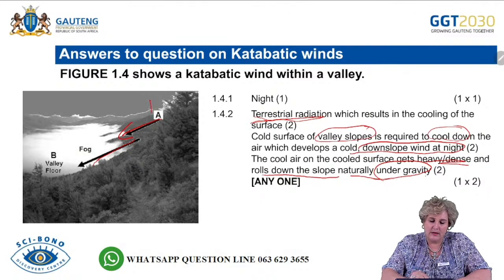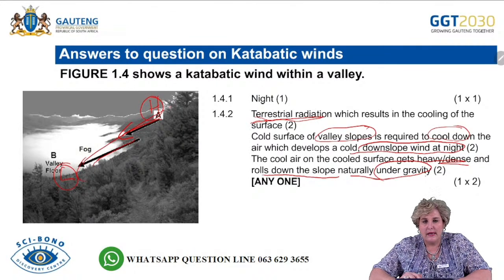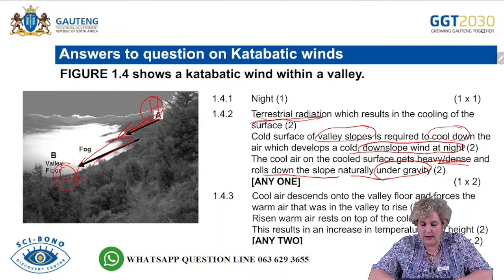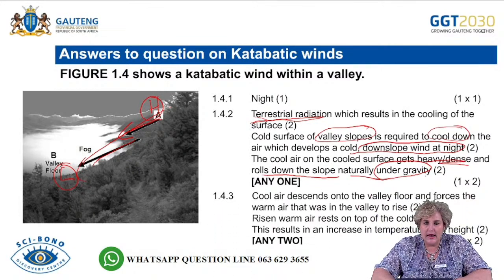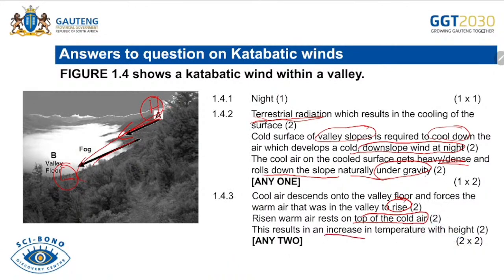It's also because I have a high pressure here at the top and I have a low pressure below. The air moves from high to low. Any one of these will give you 2 marks. But remember, you must write a sentence for that. Then the cool air descends onto the valley floor and forces the warm air to rise. The rising warm air rests on top of the cold air. This results in an increase in temperature with height.